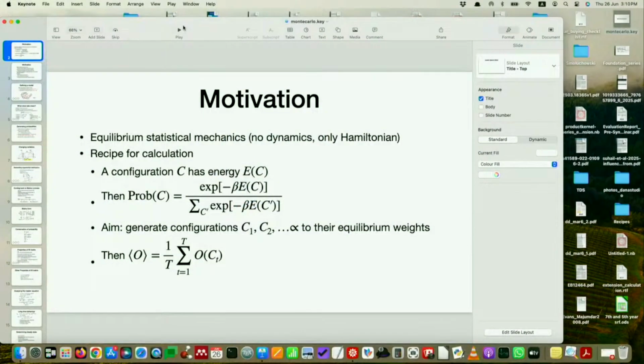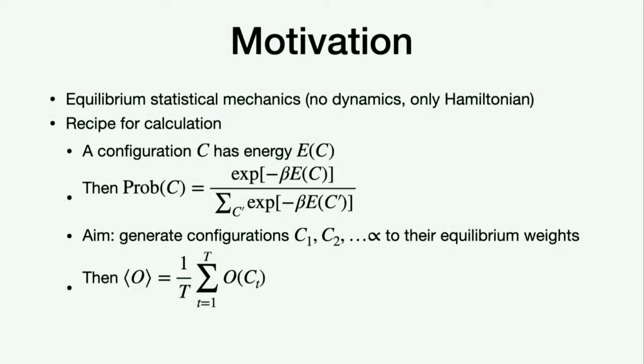Let me just take a little bit of time for motivation. We have been doing equilibrium StatMech up to now, no dynamics. You are only given an interaction Hamiltonian. And the recipe for calculation in the canonical ensemble is: if a configuration has energy E, then the probability of the configuration is e to the power minus beta E divided by the partition function, which is what we discussed.